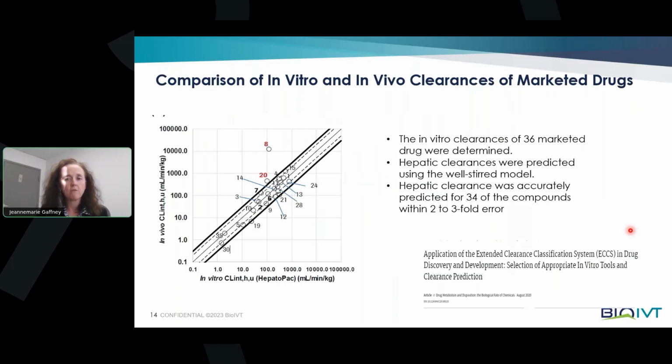Similarly, this would be a reference from a team at Roche, where they looked at 36 marketed compounds. And once again, they were predicting hepatic clearance, and it was accurately predicted for 34 of the 36 compounds within 2- to 3-fold error.